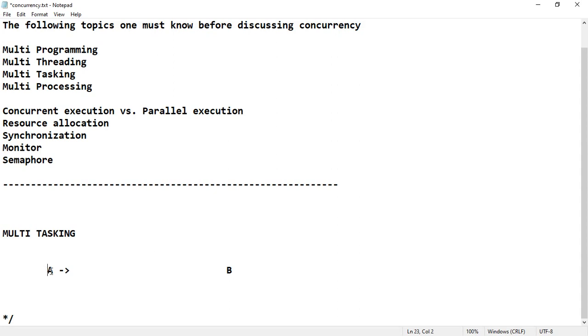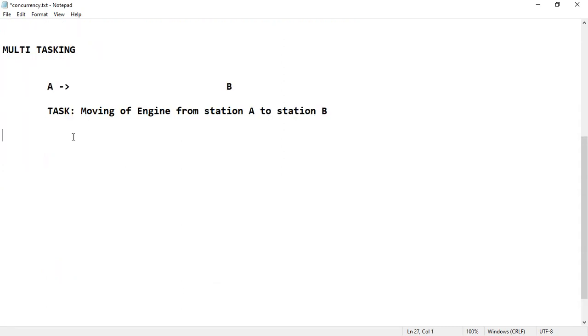Let there exist two stations, A and B. There is an electrical engine which has to be moved from station A to station B. That means the task of the engine is to move from station A to station B. So the task is the moving of the engine from station A to station B.